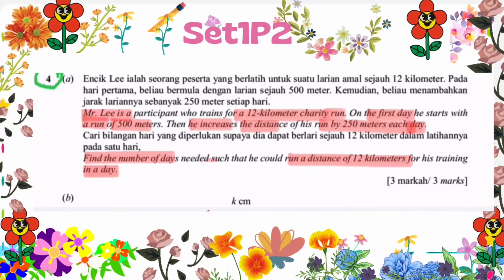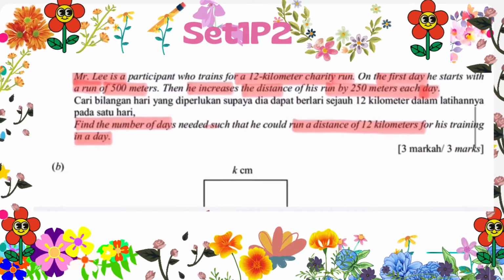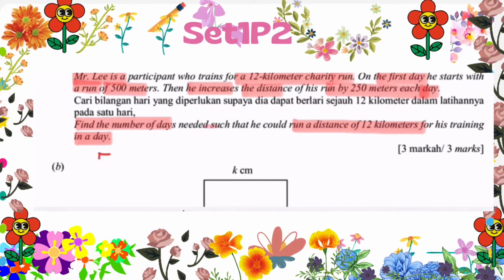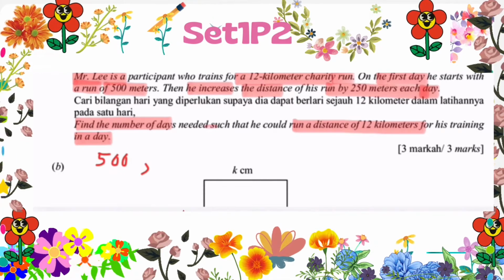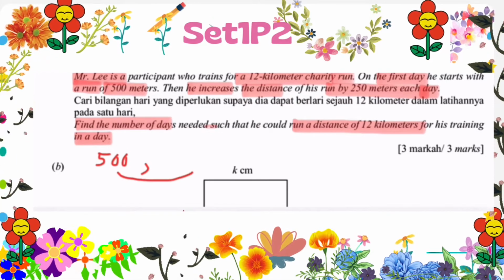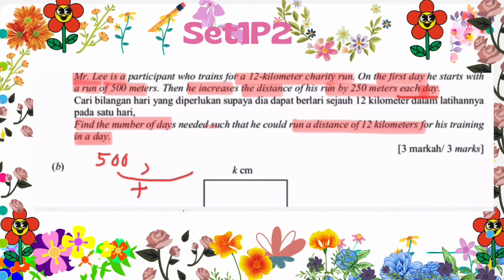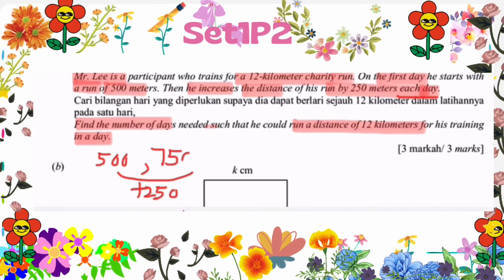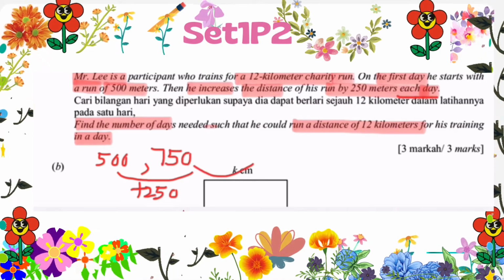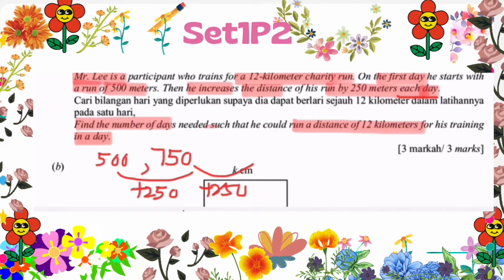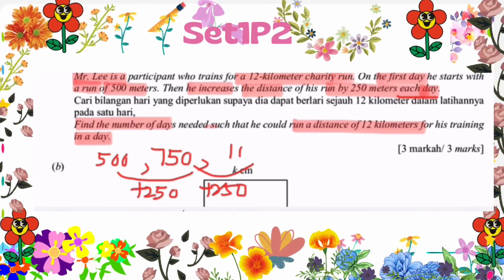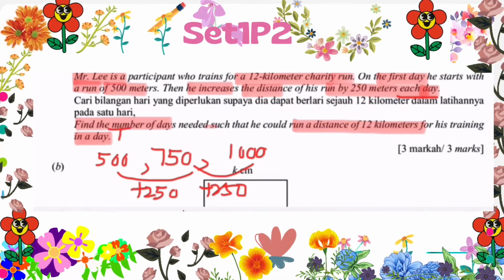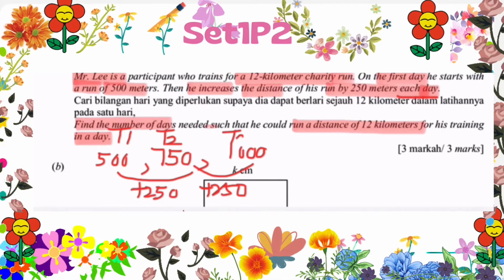a day. Now, if you read the question, you should know that this is arithmetic progression. Starting is 500, followed by every day, each day, increased by 250. So this shows that this one is the second term, and the third term, increased by 250, will be 1000, right? Meters. So this is T1, this is T2, and this is T3.